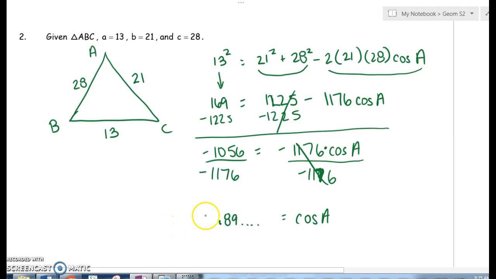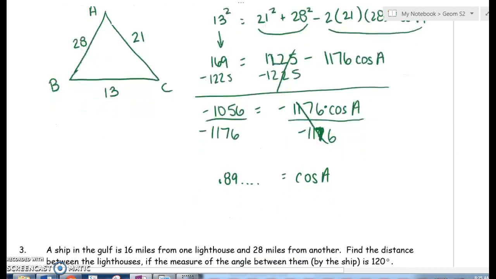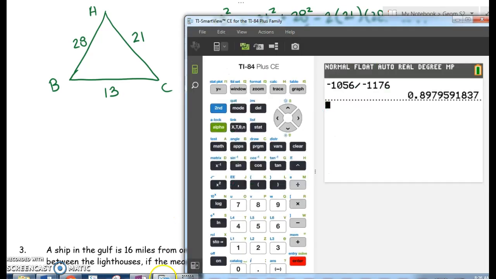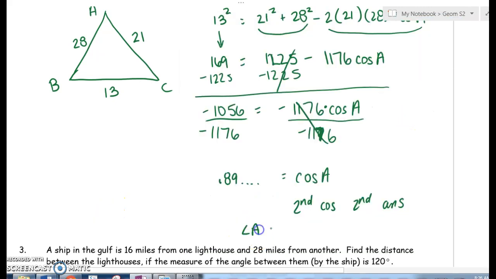To get rid of the cosine, we're going to do second cosine, second answer. All right, so to get rid of the cosine, you have to do the inverse. So we're going to do second cosine, second answer, and you're going to get 26 degrees. We round to the nearest degree. So angle A is 26 degrees. All right, so there's angle A.